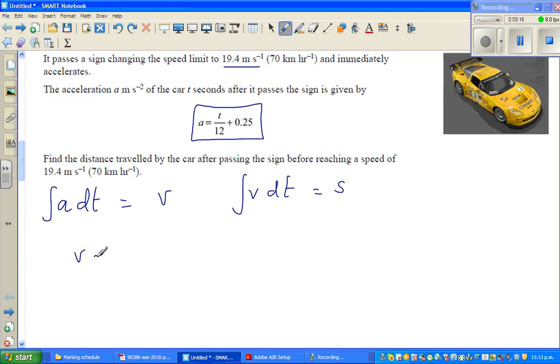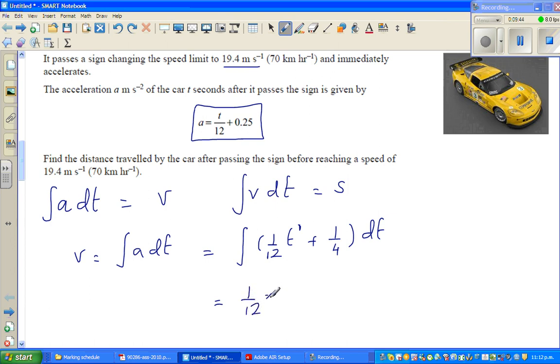So we can write v is the integration of a dt, which is the integration of 1/12 t plus 1/4 dt. When you're integrating, you increase the power by 1 and you divide by the new power. So this is 1/12 times t squared over 2. And here, let me write that properly, 0.25 I have written as a quarter. It's a quarter times t to the power 0, dt.